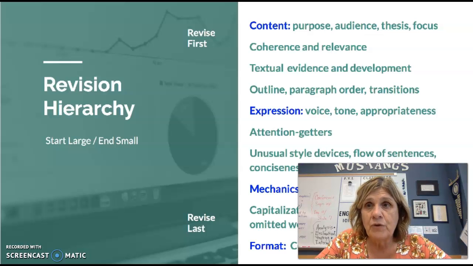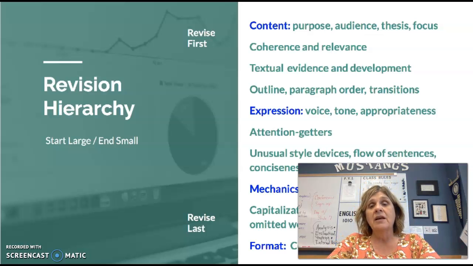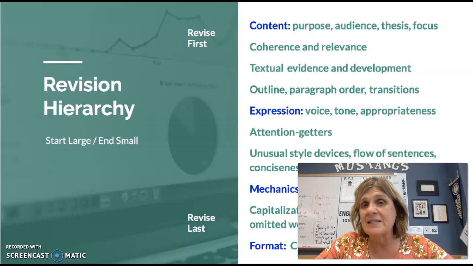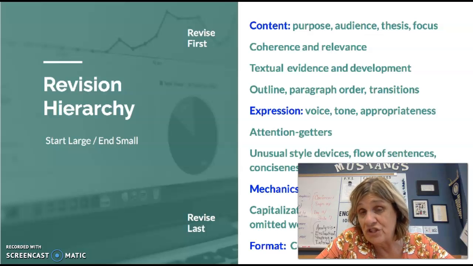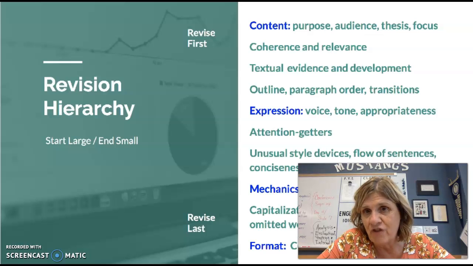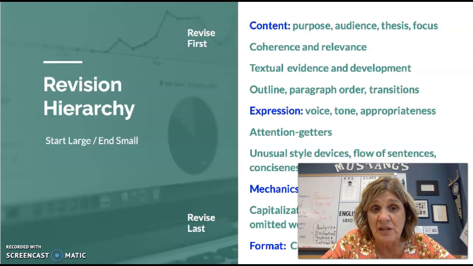This slide is what I tell students to do when they are revising. So let's say you have 3 hours of revision time. You want to start with internal revision first, content, and then move to expression, then move to mechanics, and then format. Unfortunately, most students just do the opposite. They get the format right, but the content is lousy.